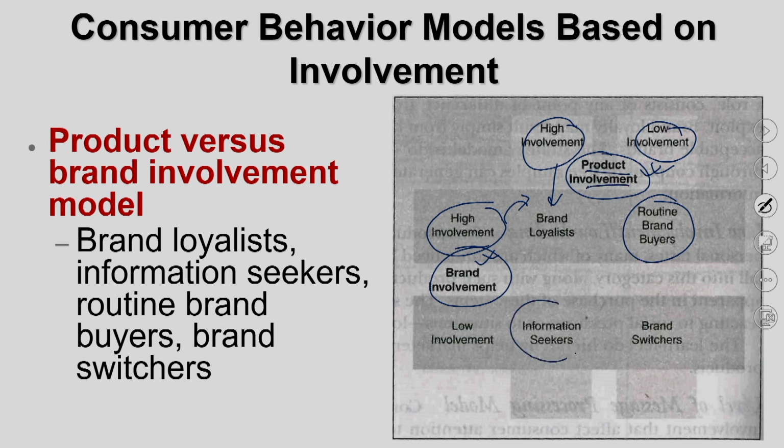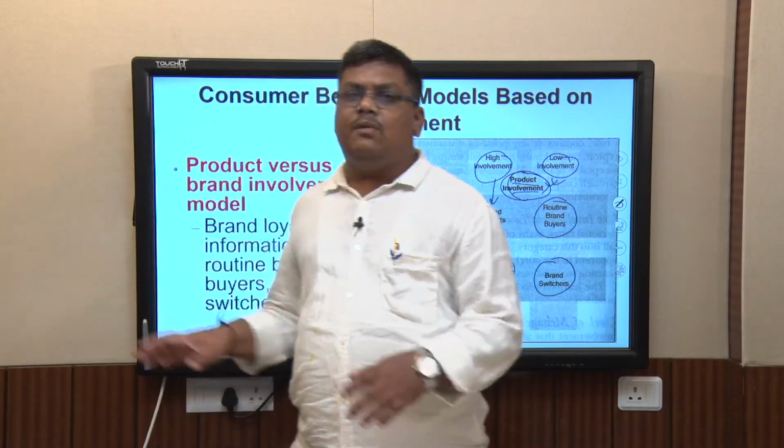But if a consumer has low involvement with a brand and high involvement with the product, this is called an information seeker. These kinds of people go into the marketplace and search a lot for information about products and services. And if a consumer has low involvement with a brand as well as low involvement with the product, he is called a brand switcher. These are the people who move from one brand to another, across brands. So these are the three models which are there.